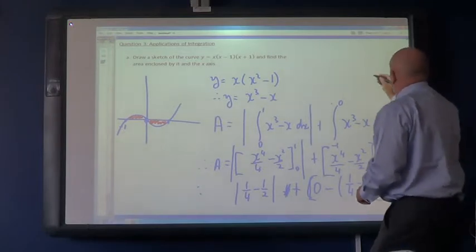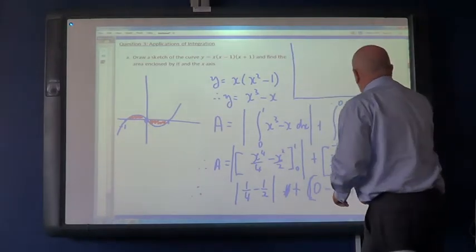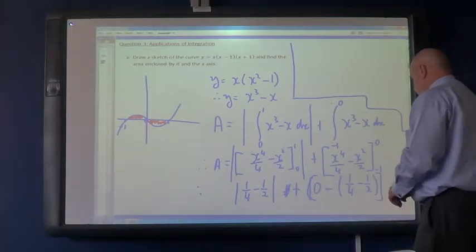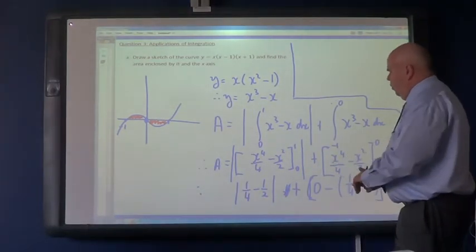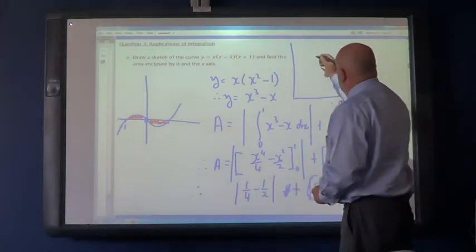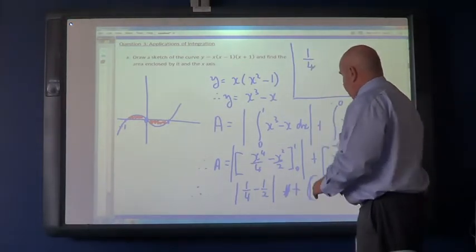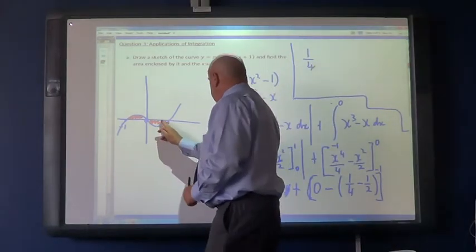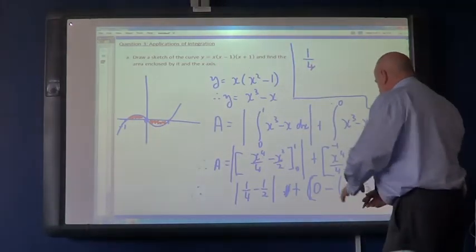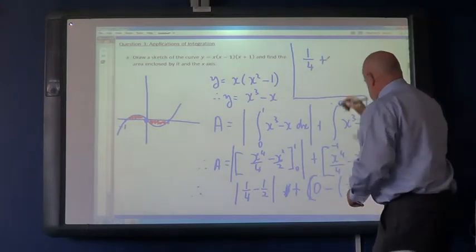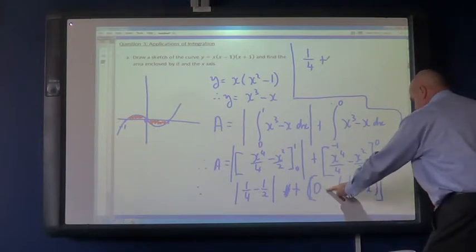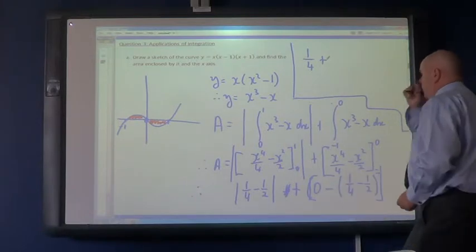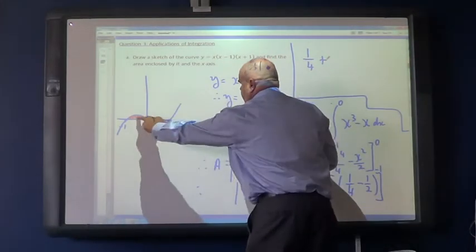Okay, so I'm going to have to go up here, I feel, to continue my working out. What do I end up with? A quarter minus a half is negative a quarter, but it's absolute value, so it's positive a quarter. So that's the area between here and here. And what have we got here? Plus, let's be a bit careful. It's the same sort of thing here. Quarter minus a half is negative a quarter, but I'm subtracting negative a quarter, so it's going to be positive 1/4. It seems that the areas are the same size.